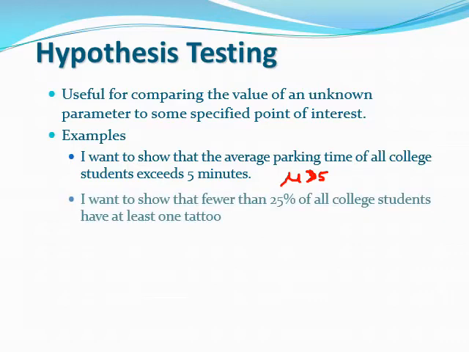Here's another example. I want to show that fewer than 25% of all college students have at least one tattoo. Well, now the parameter is P. The value of interest is 0.25, and we want to look less than. And so I'll write it this way. P is less than 0.25. Again, in a confidence interval, we say, estimate the proportion of all college students with at least one tattoo. So we're adding a couple components now. There's a point of interest, a value. When you're working with percentages or proportions, it's got to be between 0 and 1 or 0 and 100%. Means could be really any value at all.